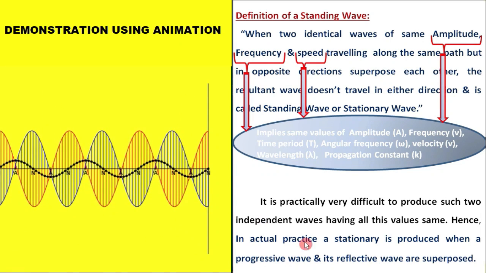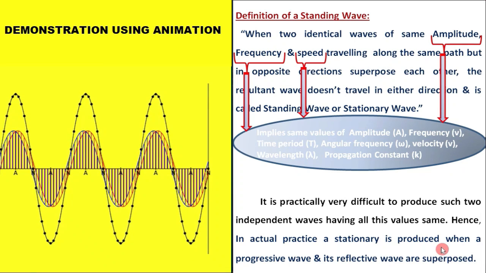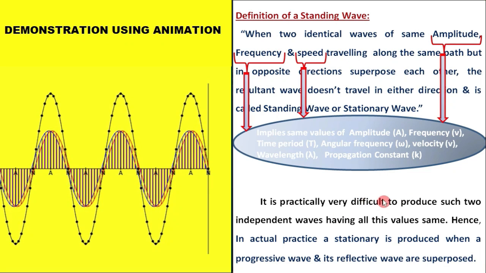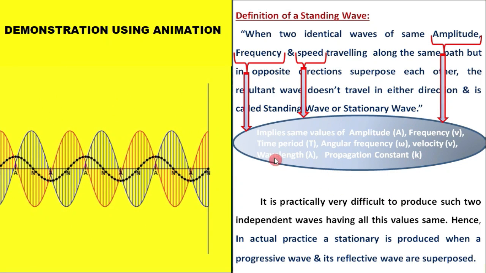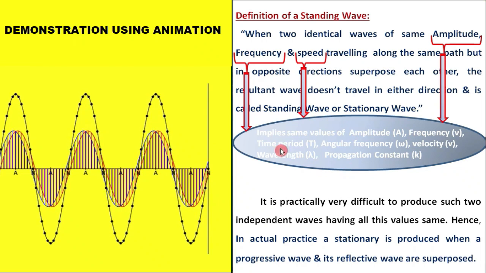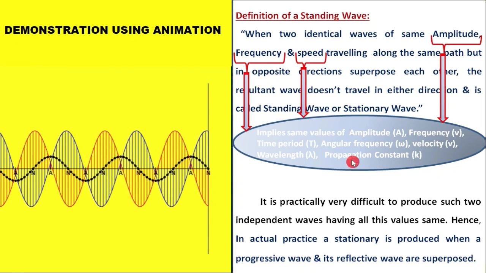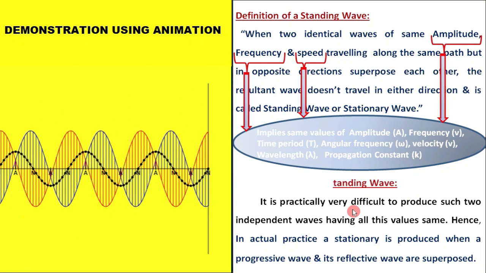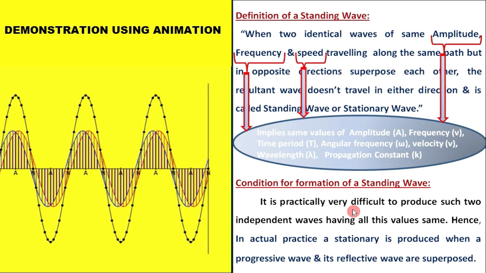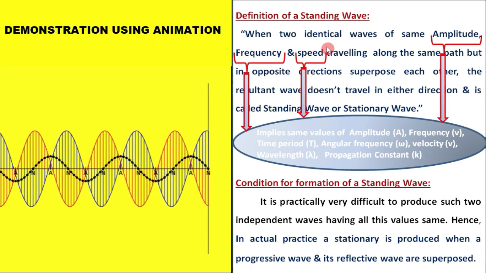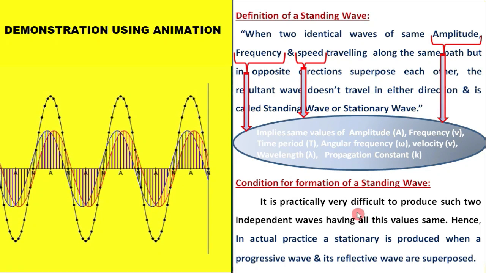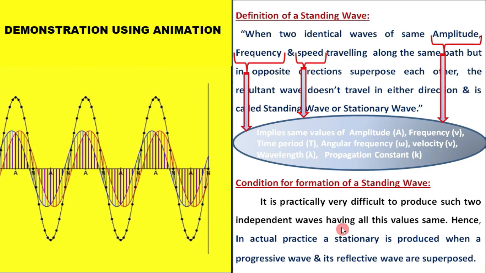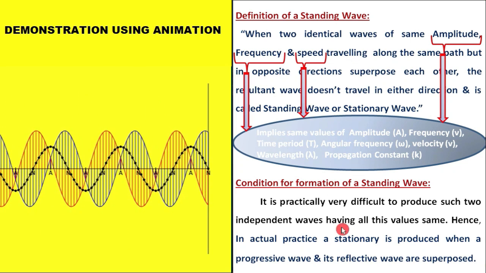That is written here. In actual practice, a stationary wave is produced when a progressive wave and its reflected wave are superposed. It is clear why it is very difficult, because we are trying to create two waves with all these values constant, which is actually very difficult to create in a practical case. So this line or this condition I can also tell as the condition for formation of a standing wave. These terms will be equal, and this line I have written here, both combined are the conditions of formation of a standing wave.